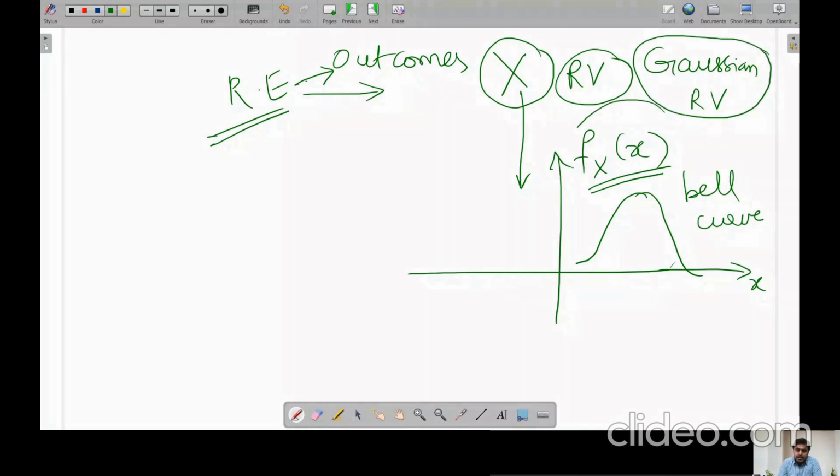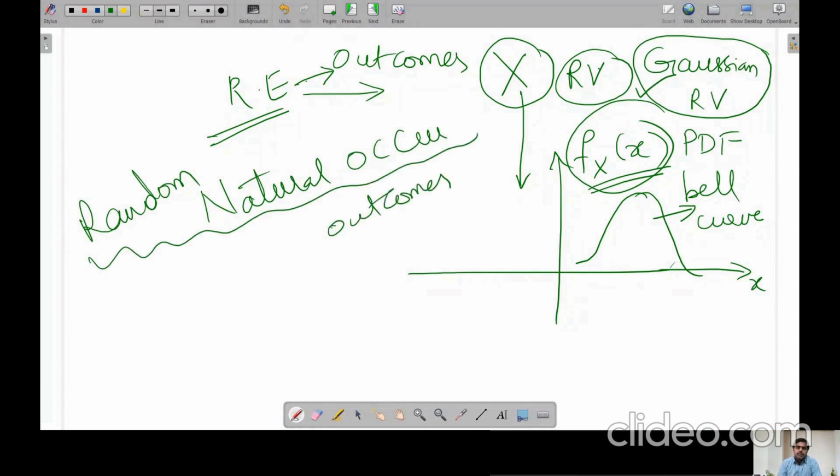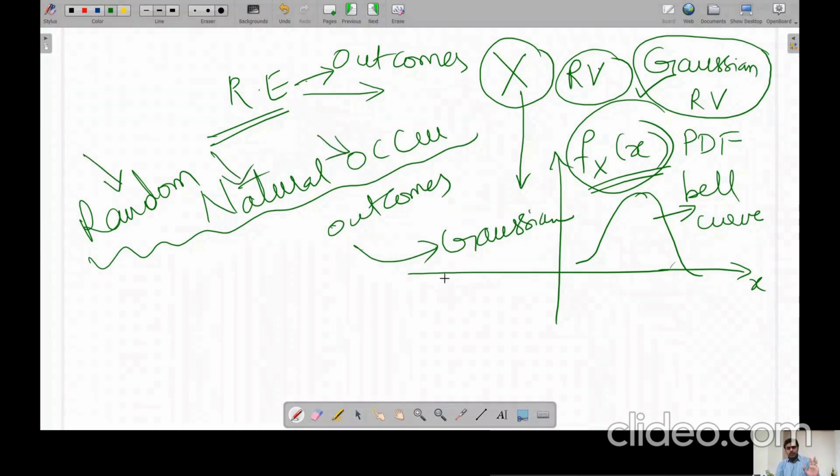When a random variable's probability density function is in the shape of a bell curve like this, then that random variable is said to be a Gaussian random variable. Generally, for natural occurrences, random natural occurrences, such outcomes I can consider for Gaussian. The question is when I should consider the Gaussian random variable, or the Gaussian PDF. For random natural occurrences, I generally go for Gaussian. Okay. Am I clear till now?